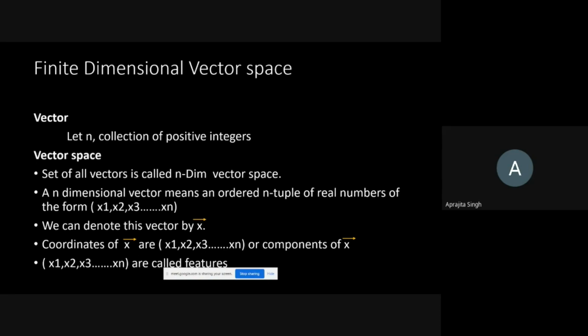An n-dimensional vector means an ordered n-tuple of real numbers of the form x1, x2, x3, and so on till xn. To denote this complete thing, x1, x2, x3 till xn, we denote this vector by x with an arrow over it. The coordinates of this vector x are x1, x2, x3 till xn, or we can say that the components of the vector x are these. Okay, and these are also called features.